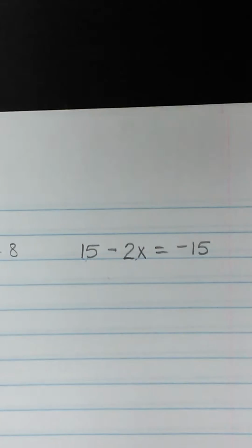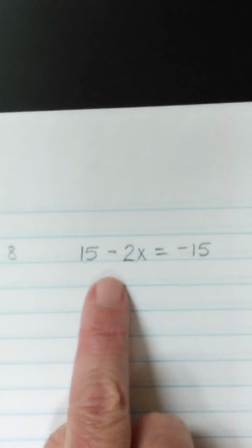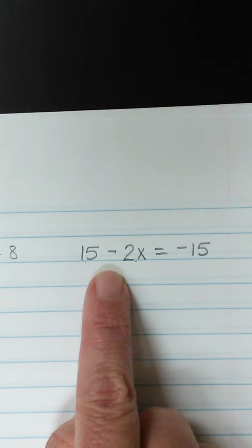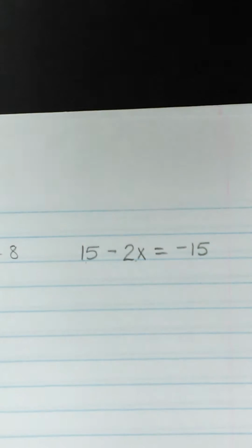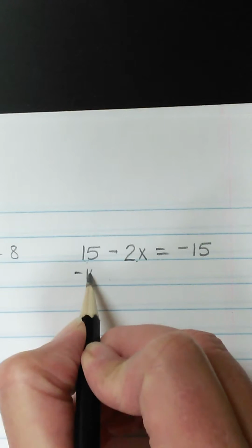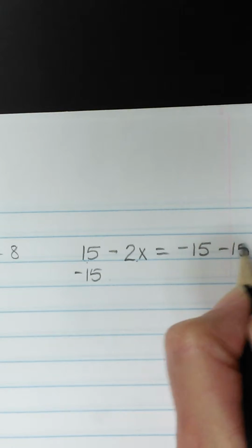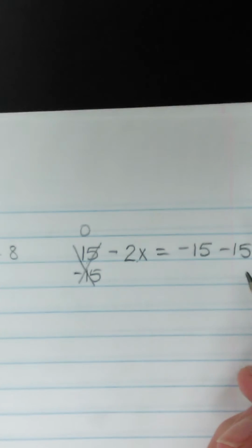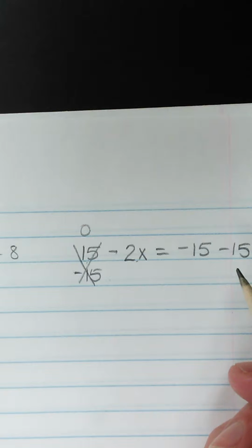If I cover up the rest of that problem, how do I get rid of the number 15? In order to get rid of 15, I have to subtract 15. I know that that is not the opposite of the operation that's here, but that's what I need to get rid of, is the 15. So I'm going to subtract 15 from both sides. 15 minus 15 is 0. Now that is the biggest thing that gets people confused.